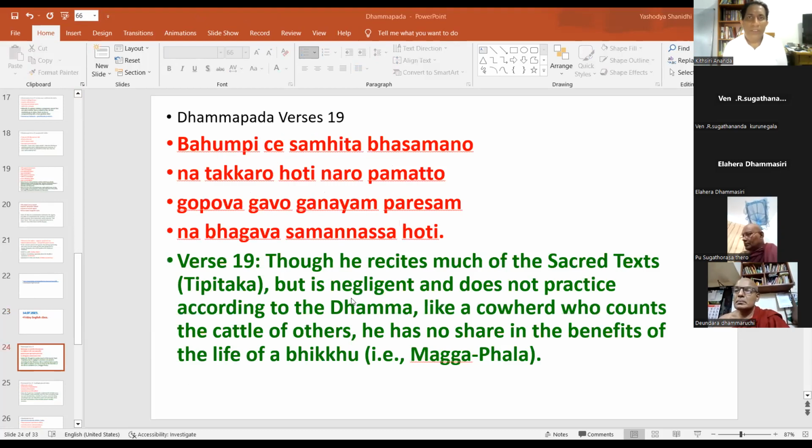I think you can see the screen. Bahumpiche sahitang bhasa mano natak karohuti naro pamatto gopova gavu ganayang paresan nabhaga vasa manyasa hoti.